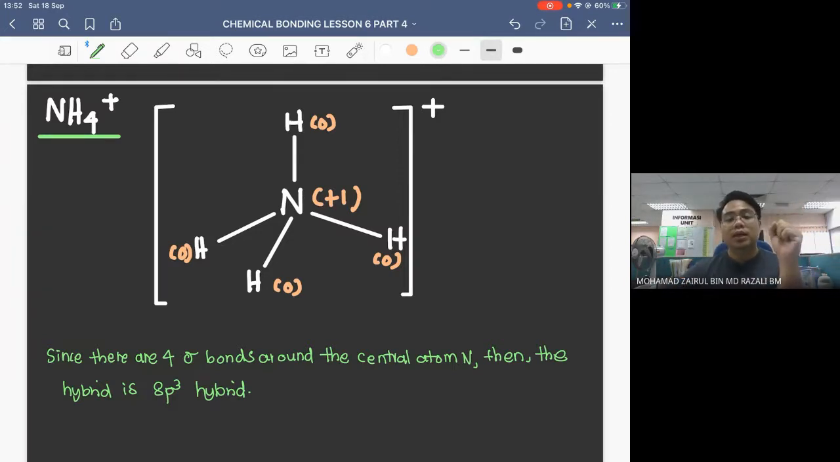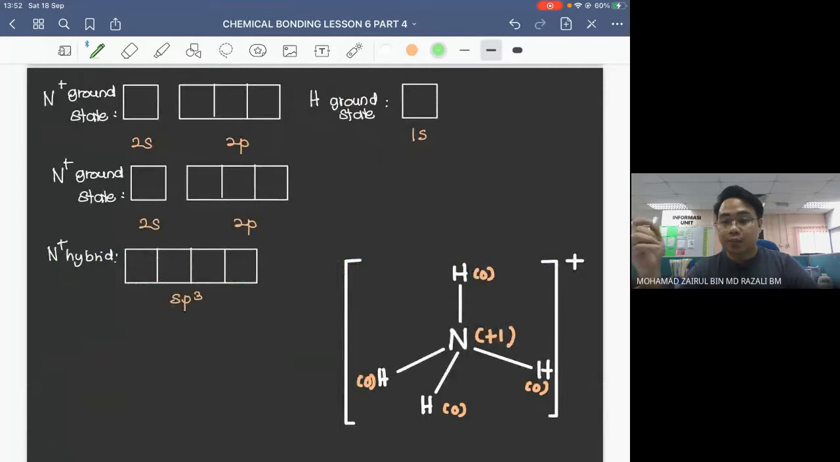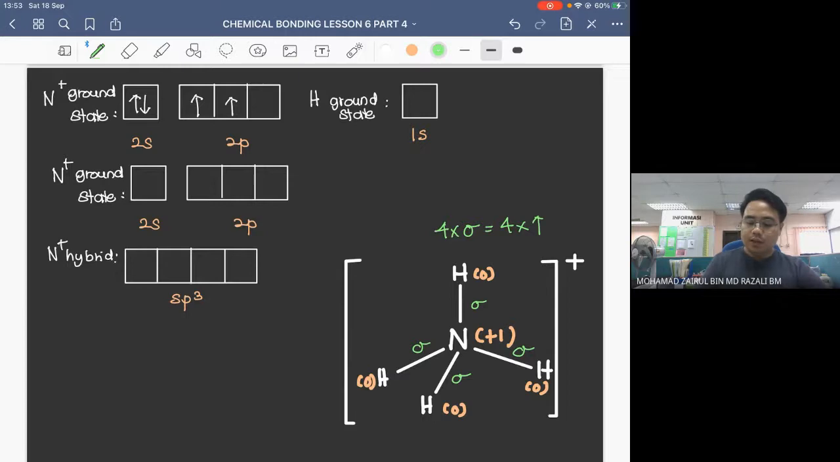Okay, kita buat conclusion. Okay, since there are 4 sigma bond around the central atom N, that means the hybrid is sp3 hybrid. So macam yang saya kata tadi, N plus, sebab apa N plus? Sebab dia formal charge dia +1, akan lose 1 electron. So asal dia nitrogen 5, so sekarang dia ada 4. So ada 4, so 2 of the electron will occupy 2s and another 2 will occupy 2p. So if you look at the Lewis structure of the NH4, so kita ada 1, 2, 3, 4. So 4 sigma bond, that means you need 4 unpaired electron. Tapi kita tengok dekat ground state ni hanya baru ada 2 sahaja unpaired electron.